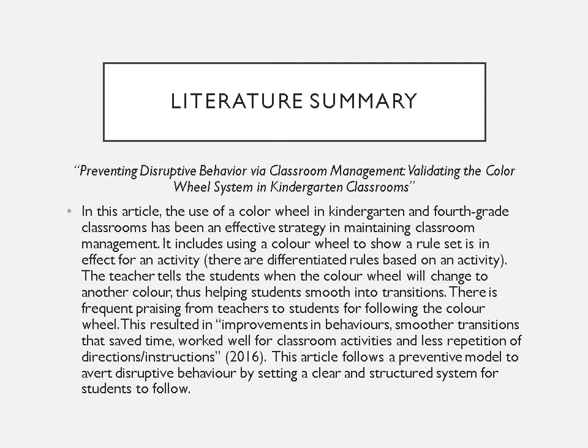It includes using a color wheel to show a rule set is in effect for an activity. There are differentiated rules based on an activity. The teacher tells the students when the color wheel will change to another color. This will help students smooth into their transitions. There is frequent praising from teachers to students for following the color wheel. This resulted in improvements in behaviors, smoother transitions that save time, works well for classroom activities, and less repetition of directions and instructions from the teacher.